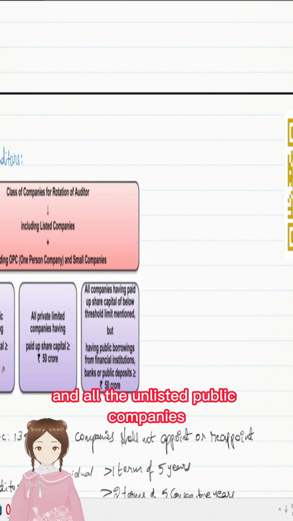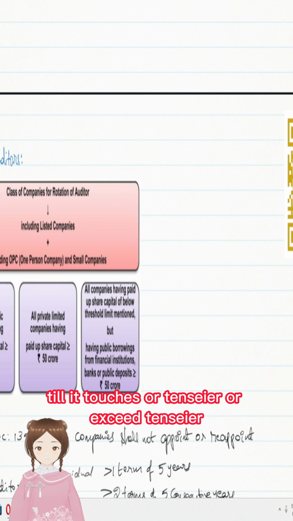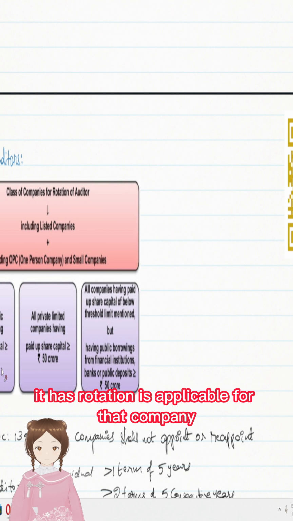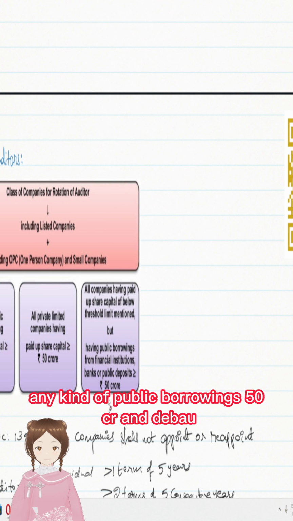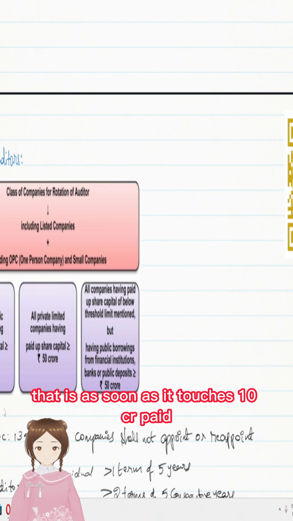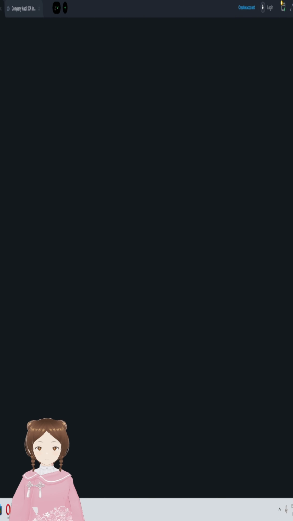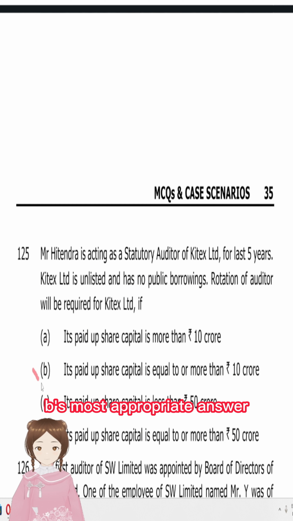And all the unlisted public companies, which is the case with K Limited here, as soon as paid up share capital touches or exceeds 10 crore, rotation is applicable for that company, and 50 crore for the private limited. And if the company has any kind of public borrowings of 50 crore and above, or as soon as it touches 10 crore paid up share capital, rotation is applicable. So this is equal to or more than 10 crore. Option B is the most appropriate answer.